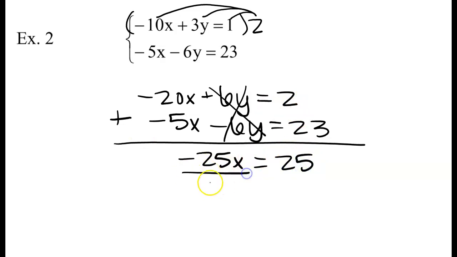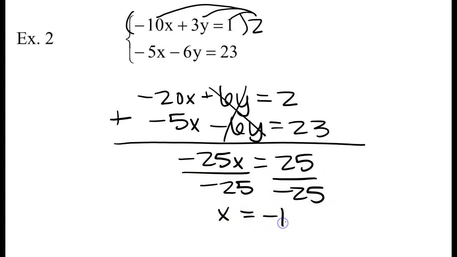Solve for x. Divide both sides by -25, and you get an answer of x equals -1. Okay, so I've solved successfully for one of my variables. Now I need to go back and solve for the other one.